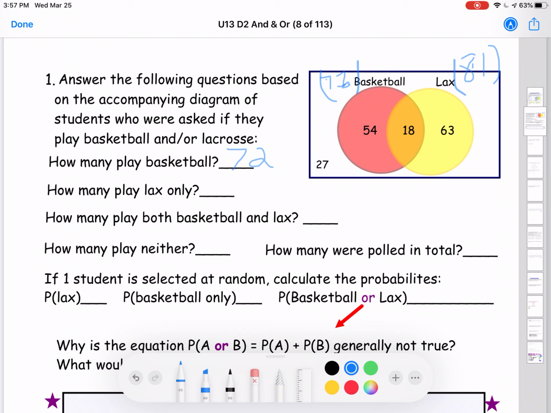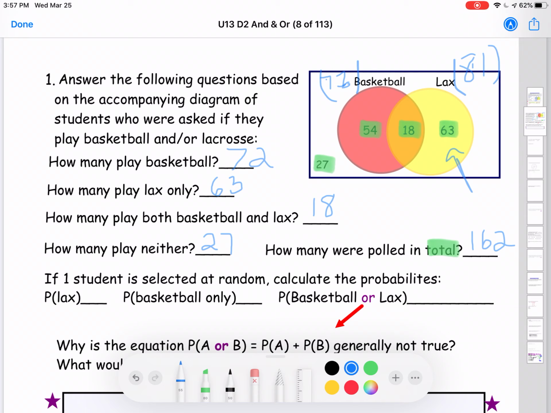How many play lacrosse only? That would be 63, right? That's in this piece, the only section of lacrosse. How many play both? That would be my middle value, the overlapping. How many play neither? That's the 27 out there, all by itself. Now this is important, the total. When we want to find the total, it's the number out here plus these 3. That gives me the total amount. So you want to remember that. My total amount is 162.